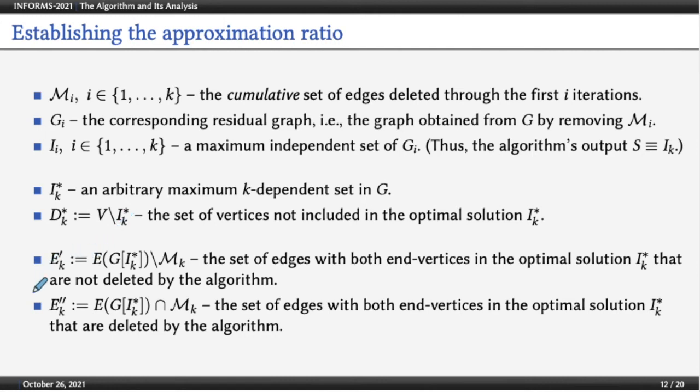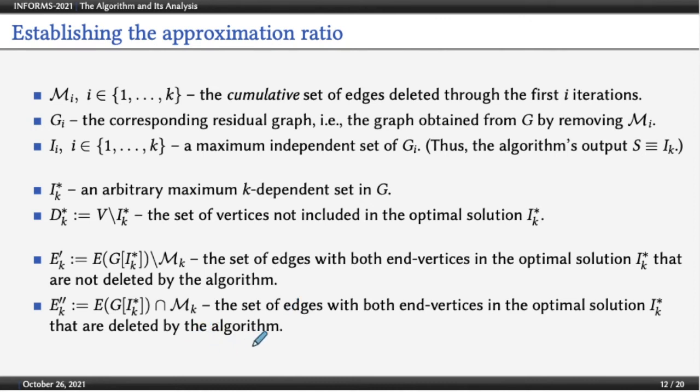And in the third group of notations, we have the notations related to both the optimal solution and our algorithm's solution. By E_k prime, we denote the set of edges with both end vertices in the optimal solution I_k star that are not deleted by the algorithm. So here E(G[I_k star]) is the set of edges that have both endpoints in our optimal solution, and we remove M_k from this set. And then E_k2 prime will be the set of edges with both endpoints in the optimal solution that are actually deleted by the algorithm.